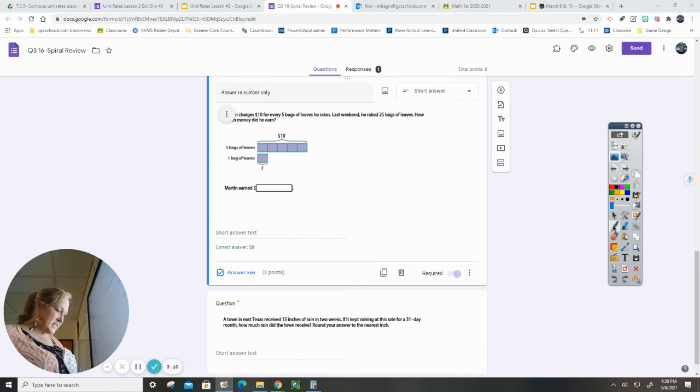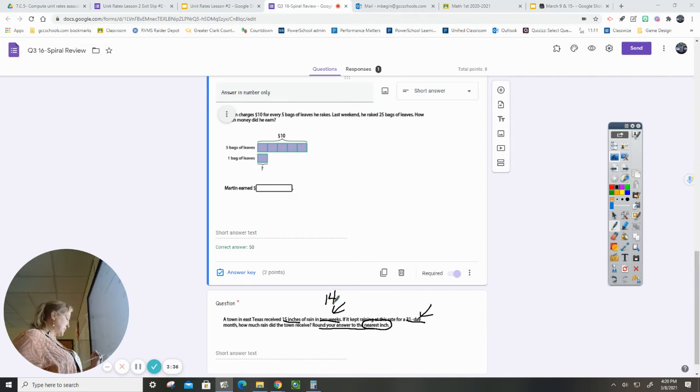A town in East Texas received 15 inches of rain in 2 weeks. If it kept raining at this rate for a 31-day month, how much rain did the town receive? And then we have to round it to the nearest inch. So the thing that you need to think about is it's telling you in numbers of days, but it's also telling you in numbers of weeks. So I have to convert that 2 weeks into 14 days.